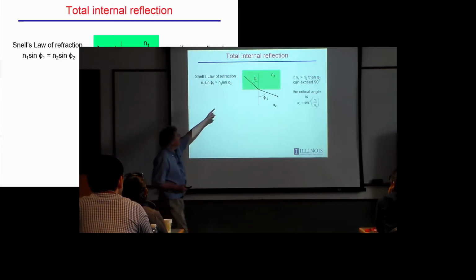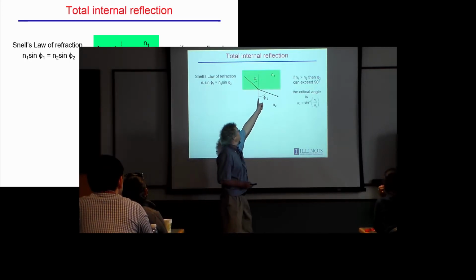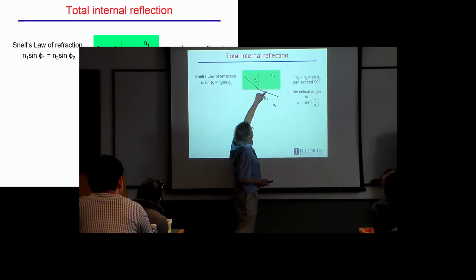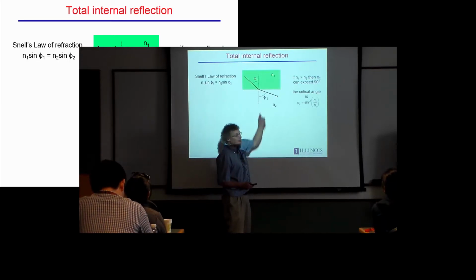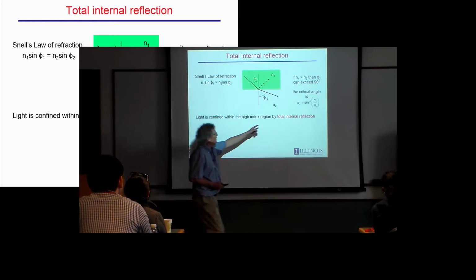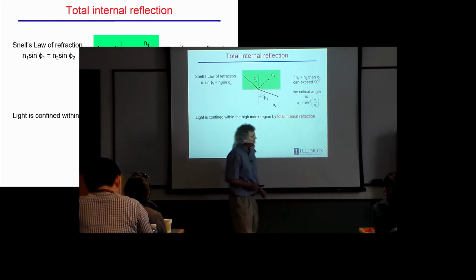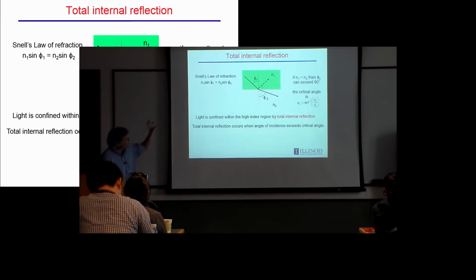So here is N1. N1 has a larger refractive index than N2. We can calculate this angle of refraction and ask ourselves, is it greater than 90 degrees, which is to say the light is reflected back into the material. It turns out that happens at a critical angle given by this inverse sine of the indices, and light is basically confined within that dielectric material. A very effective way to confine the light.